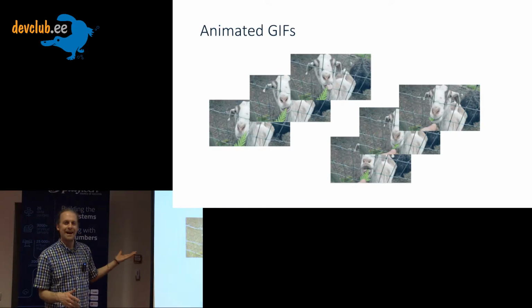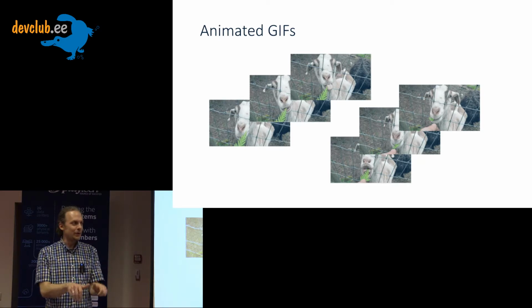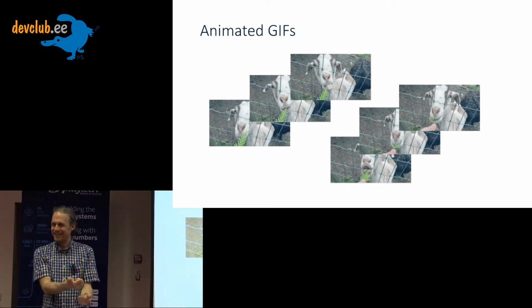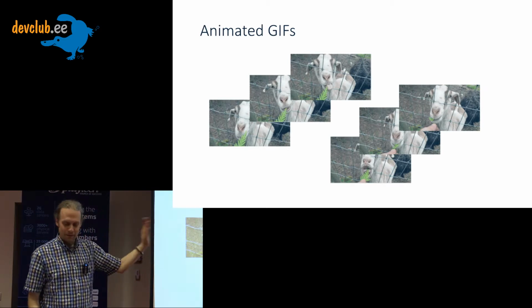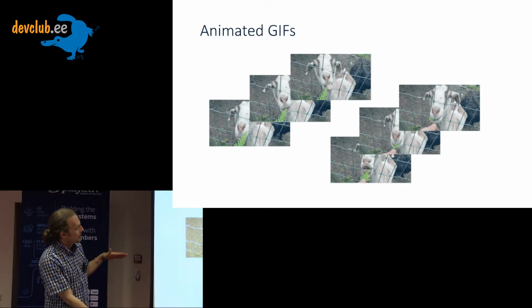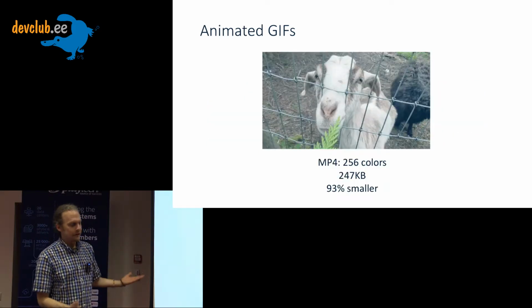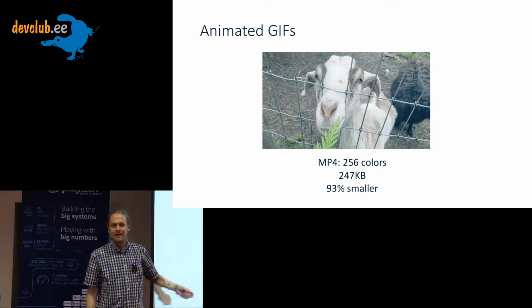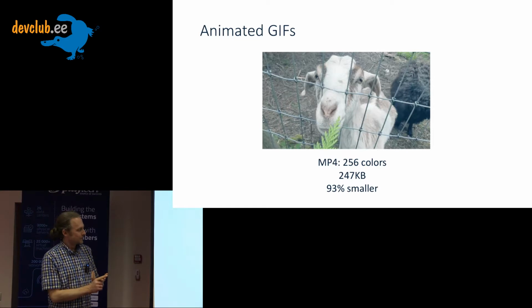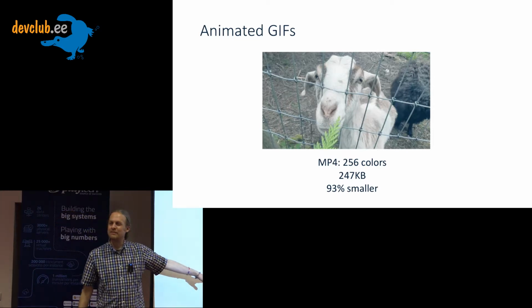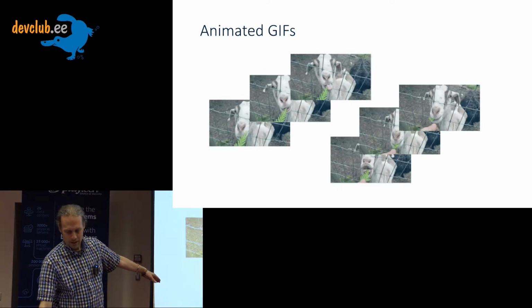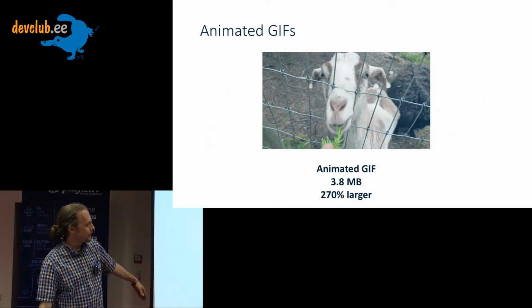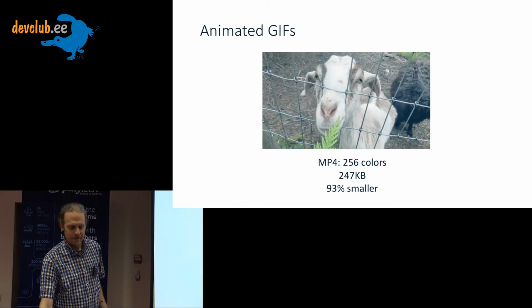Well, the reason they're so bad is if you have 30 frames per second in your GIF, it's literally 30 images that it flips through every second. It's like one of those flip books that we drew when we were kids, right? It's literally just flipping through static images. There's no compression through time, whereas movies have compression through time. So if I take that GIF and I turn it into an MP4, there's no audio track, it's 256 colors, it's 250K, as opposed to 3.8 megabytes, right? That's a huge savings.